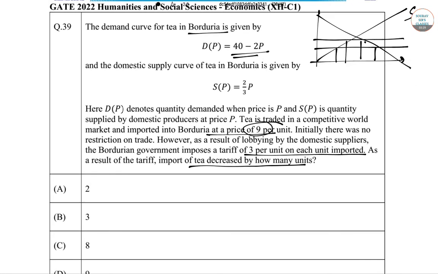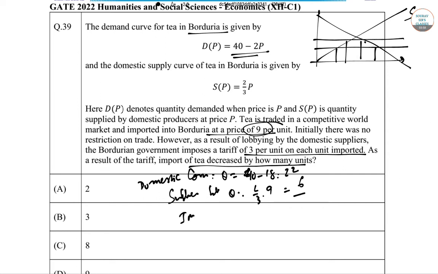So demand equals 40 minus 2p, and the world price equals 9. Domestic consumers buy Q equals 40 minus 2 times 9, which is 18, so 22. Domestic suppliers sell 2 times 3 times 9, which is 6. So we have to import 16 units.